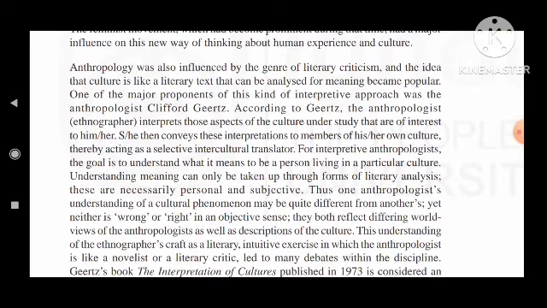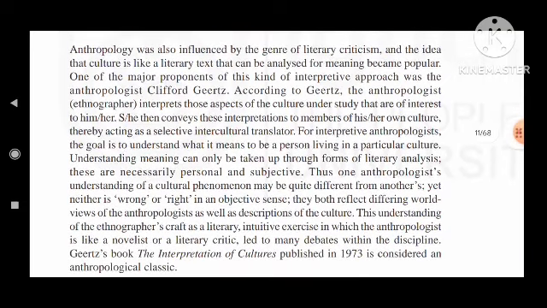Anthropology was also influenced by the genre of literary criticism, and the idea that culture is like a literary text that can be analyzed for meaning became popular.